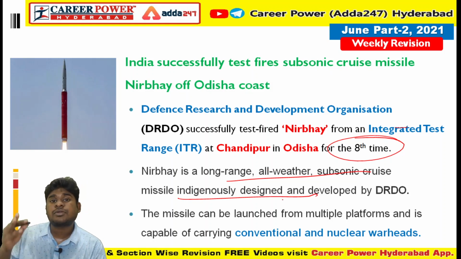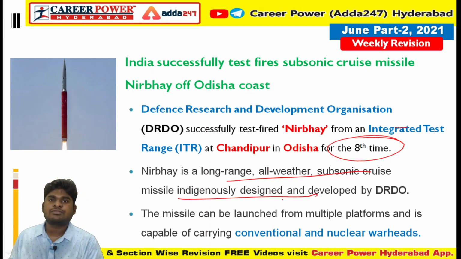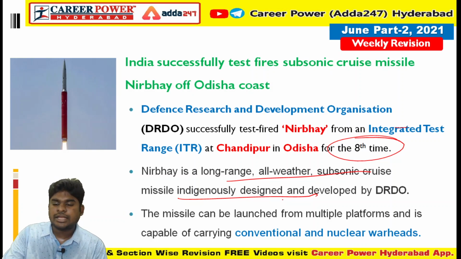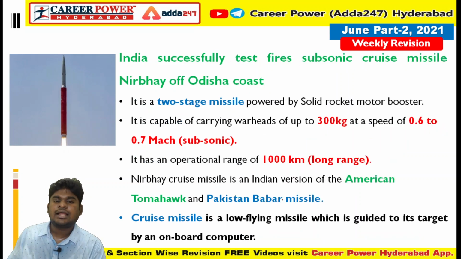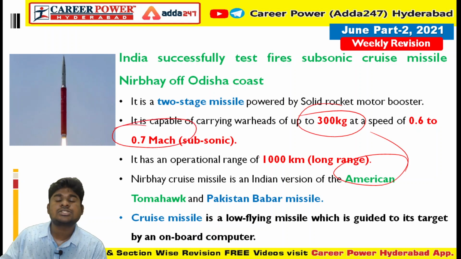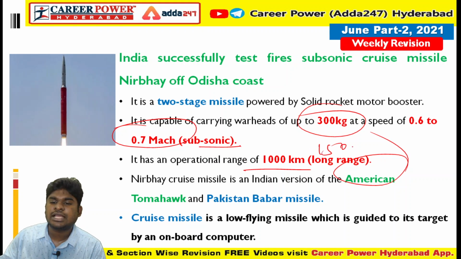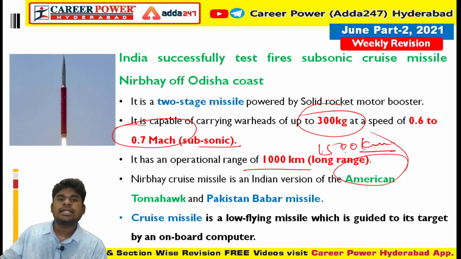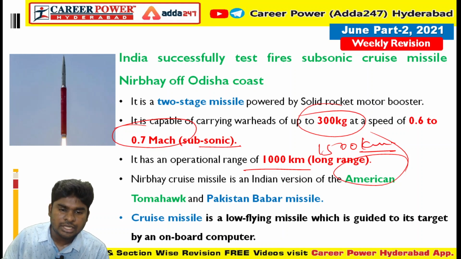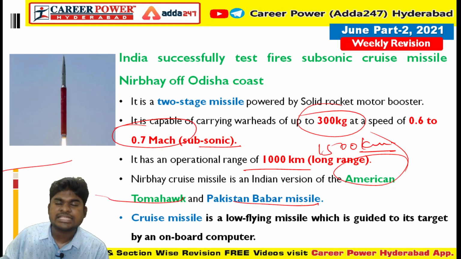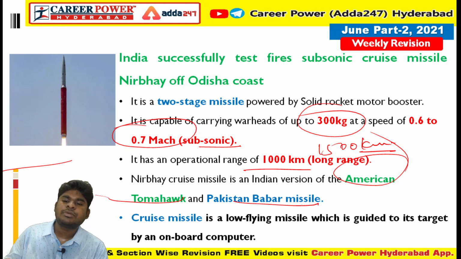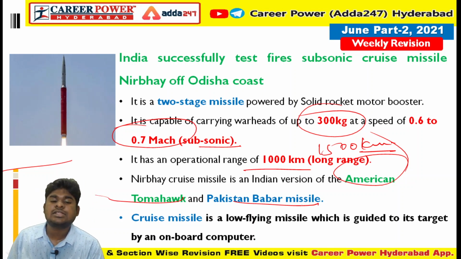This missile can be launched from multiple platforms, say from a lorry, from an aircraft, from a submarine, from a ship. It can carry both conventional and nuclear warheads. It has a capacity to carry a warhead of up to 300 kg at a speed of 0.7 Mach, which is a subsonic speed, and it has an operational range of nearly 1000 to 1500 km. It's a competitor of the American Tomahawk and the Pakistani Babur missile.